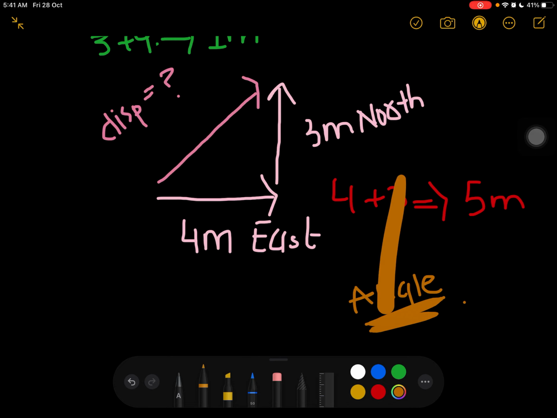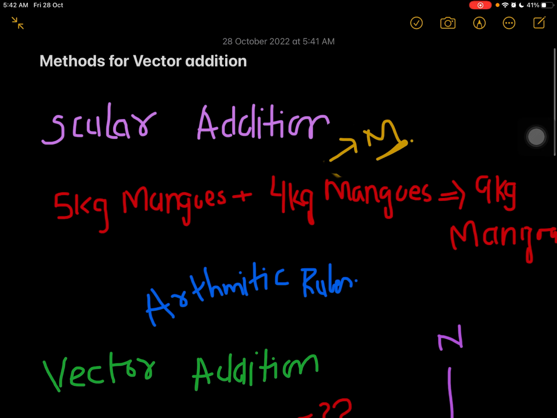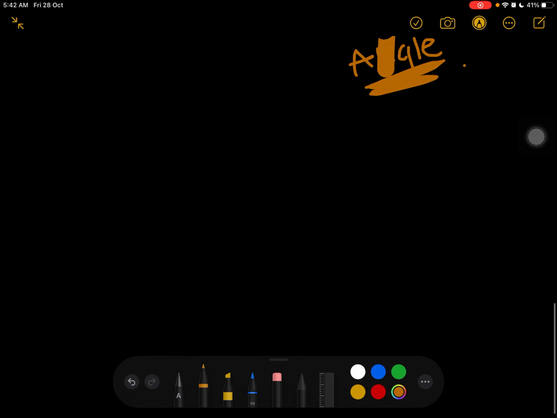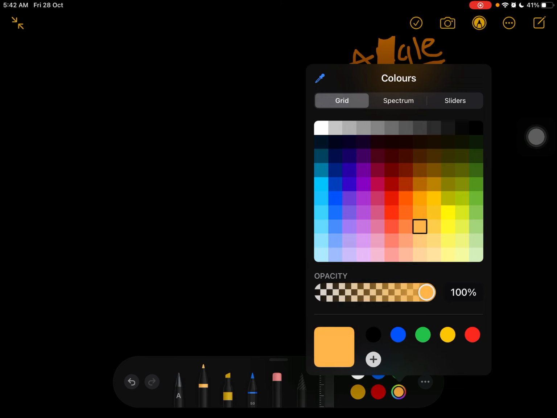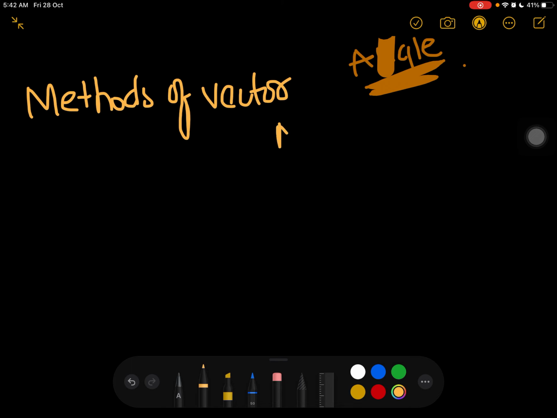But in scalar addition, we will use our algebraic rules, arithmetic rules over here, right? So now let us discuss the methods of vector addition. Methods of vector addition, right?